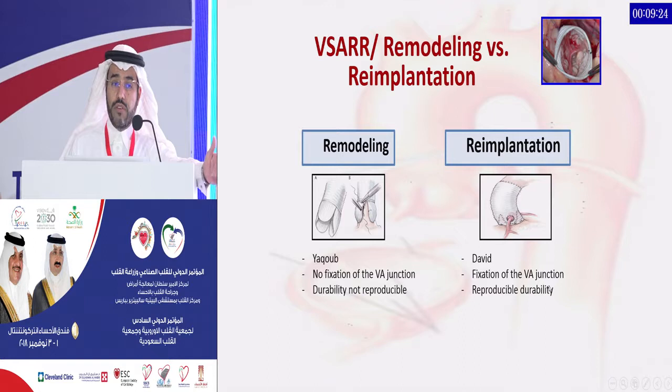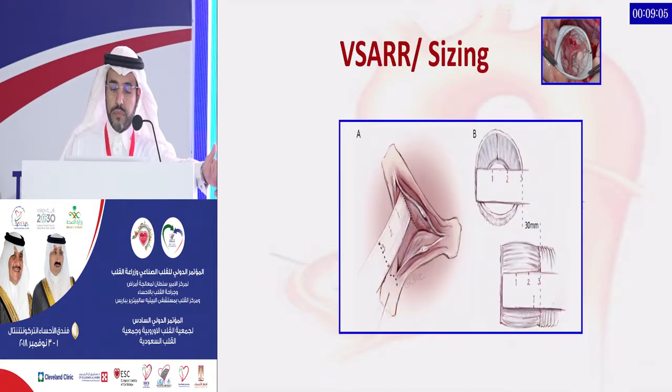In remodeling, you have to have really good selection and select the right patient to get the remodeling procedure. If you select the wrong patient, then it's not going to be a durable procedure. While in reimplantation, you can do it in any patient who has a dilated aortic root and aortic regurgitation with normal leaflets, and it's going to work. It does not need selection.